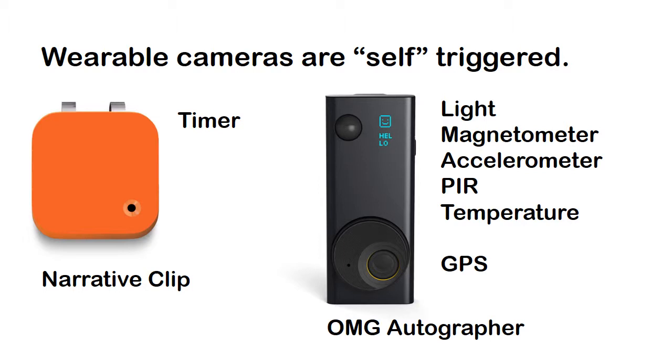One type of wearable camera uses a timer. Typically, this kind of camera takes a photo every 30 seconds. The narrative clip is this type of camera. The other type of wearable camera has many sensors, including GPS, to record locations. This camera takes a picture when the software determines that the situation has changed. This might be the result of different light conditions, or the movement of the camera, or someone approaching the camera. The OMG autographer is this type of camera.